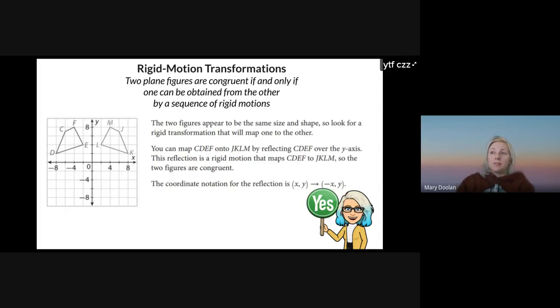You can map C, D, E, F onto J, K, L, M by reflecting C, D, E, F over the y-axis. Reflections are rigid motions. Okay, so that means that these two figures are congruent. And the notation for that reflection over the y-axis is you take x, y, and it turns into the opposite sign of x, and then y stays exactly the same.